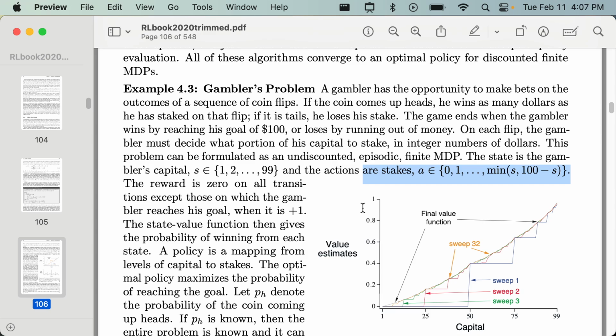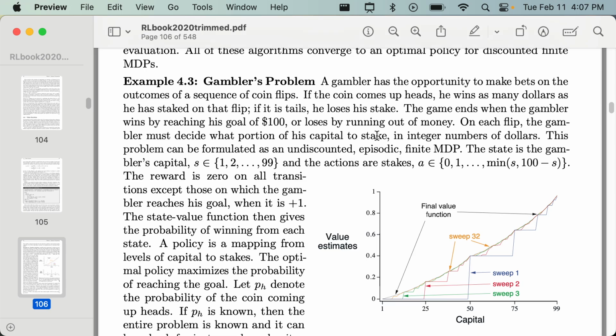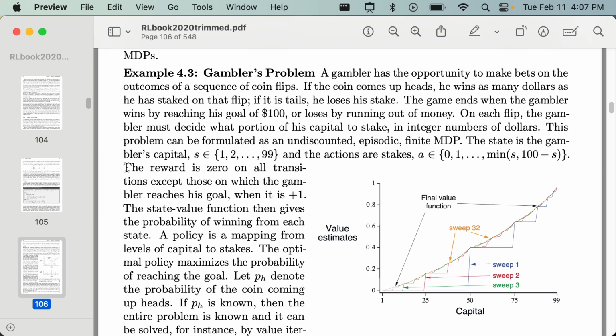Let's see. A gambler has the opportunity to make bets on outcomes of a sequence of coin flips. If the coin comes up heads, he wins as many dollars as he had staked. If it's tails, he loses his stake. The game ends when the gambler wins by reaching his goal of $100 or losing by running out of money. So what are the rewards? Yeah. It says it there when you transition to the final state. Yes, where does it say that? Very good. Reward is 0 on all transitions, yeah, there we go. Look, the reward is 0 on all transitions except when you reach the goal and then you get +1.